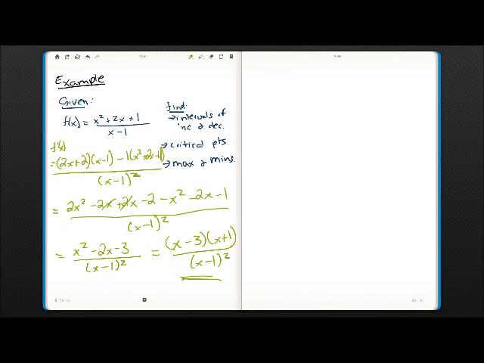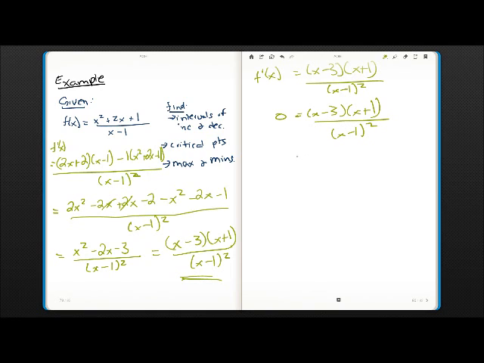Before I find the intervals of increasing and decreasing, I'll just find the critical points. So f prime, I'm just going to write it here again, equals x minus 3 times x plus 1 all over x minus 1 squared. If it's set to 0, x will equal 3 or negative 1, and the function f prime of x is undefined when x equals 1. Therefore the critical points are 3, minus 1, and 1.